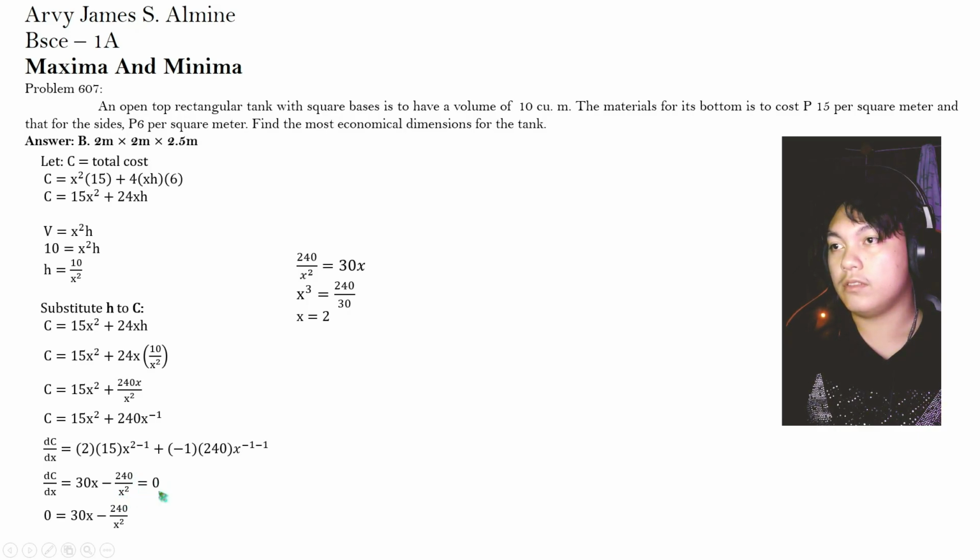And let's move this 0 to the left side. We have 30x minus 240 over x squared. Let's remove the 0. We have 240 over x squared equals 30x, and multiplying both sides by x squared, we get the answer of x cubed equals 240 over 30, and x is equal to 2.